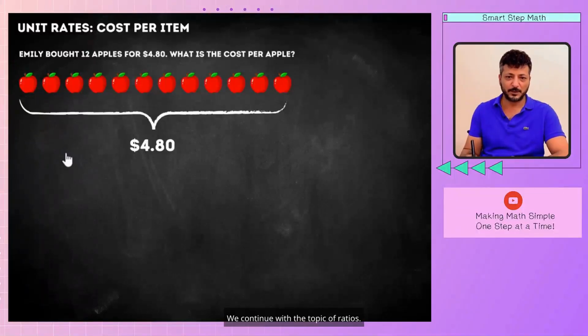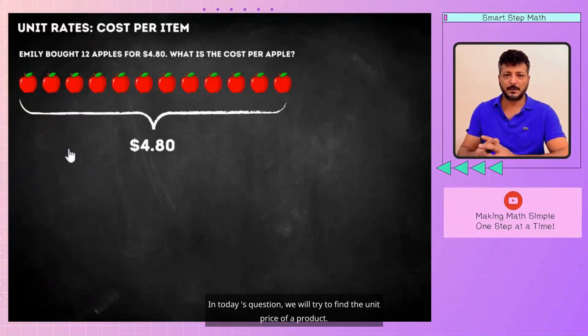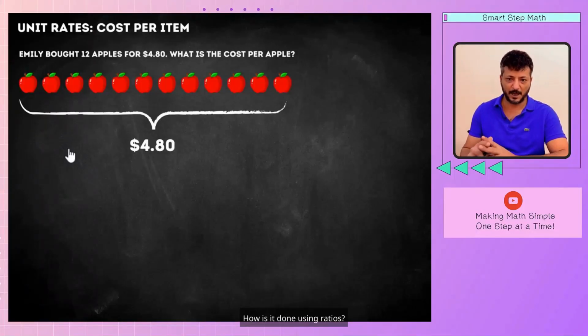Hello, we continue with the topic of ratios. In today's question, we will try to find the unit price of a product. How is it done using ratios? We will try to learn this. Our question is as follows.